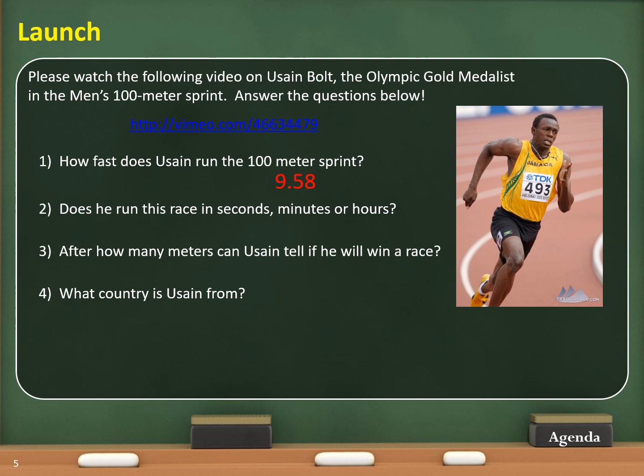So how fast does Usain run the 100-meter sprint? In 9.58. Next question: is it seconds or minutes or hours? Seconds. Here the very important thing is seconds. The seconds are your units. Understand? How many meters? 100 meters. He is from Jamaica.